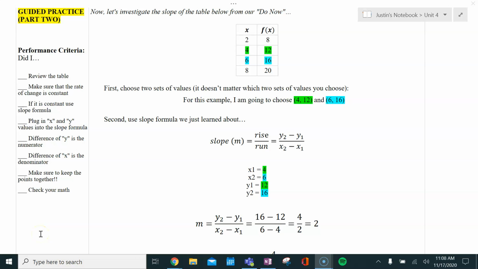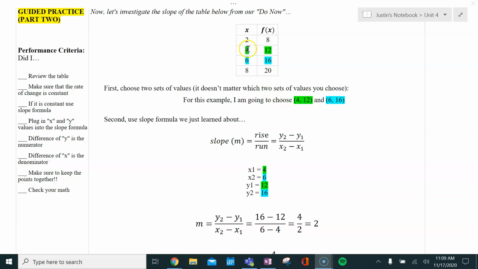Alright, so for the guided practice part 2, now we're going to investigate the slope of a table from our do now. So earlier we talked about figuring out the slope based off 2 points. Now we're going to do it with this table. So the first thing we want to do is choose 2 sets of values. It doesn't matter which 2 sets of values you choose.